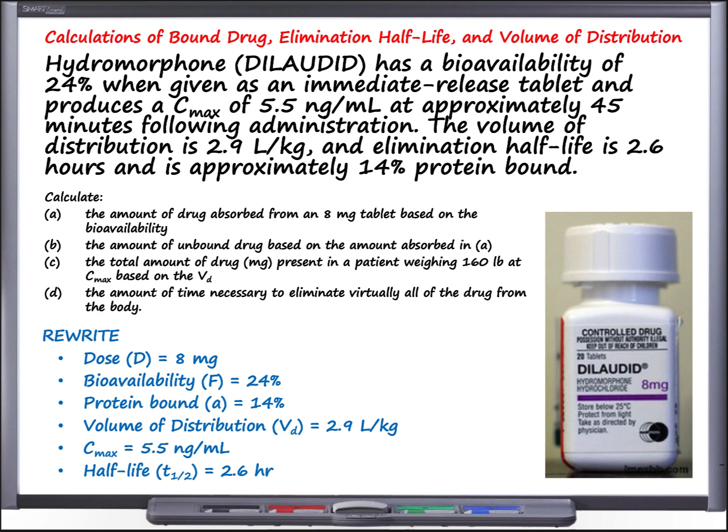They also gave us a volume of distribution, or VD, of 2.9 liters per kilogram. Keep that in mind, a little bit of different units here. The Cmax, or plasma concentration, was 5.5 nanograms per milliliter. And lastly, a new term they introduced was half-life, often abbreviated as T with a subscripted 1/2, T1/2, which is 2.6 hours. I'll talk more about that later.